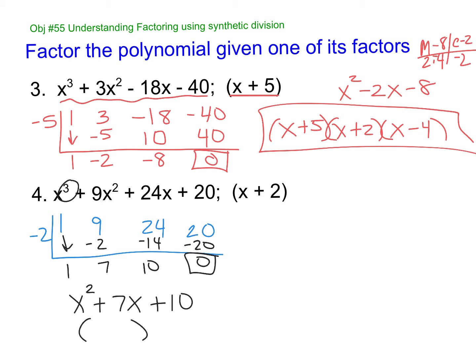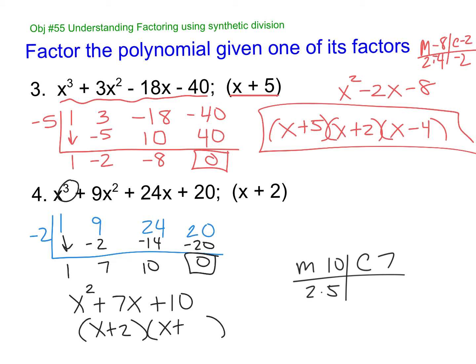That is, again, an MC chart. What multiplies to 10 and combines to 7? 2 times 5, so x plus 2, x plus 5, and then we have one more thing we have to do. Even though it's already there, we have another x plus 2, so I'm going to throw that in the front. Right? And that's our answer.